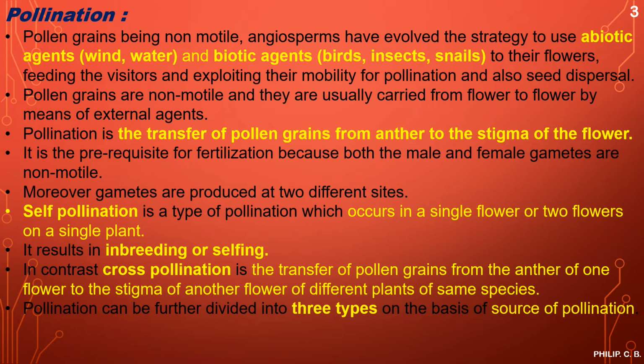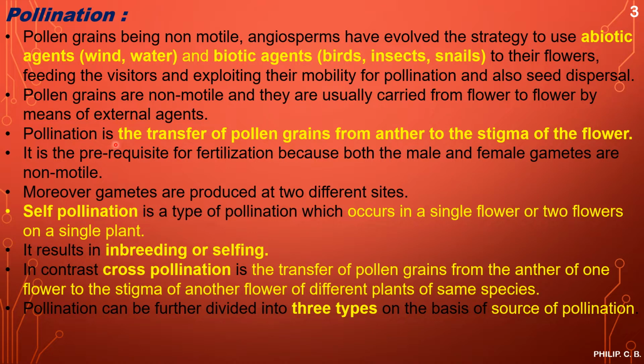Now coming to pollination, the introduction part of it: pollen grains being non-motile, angiosperms have evolved the strategy to use abiotic agents like wind and water and biotic agents, birds, insects, snails, to their flowers, feeding the visitors and exploiting their mobility for pollination and seed dispersal. So as you know, the pollen grains are non-motile. So for pollination, it is necessary that abiotic or biotic agents are required. Pollen grains are usually carried from flower to flower by means of the external agents, which you are going to learn in detail.